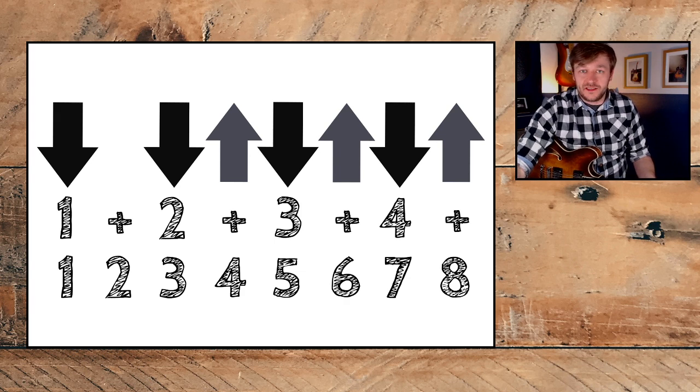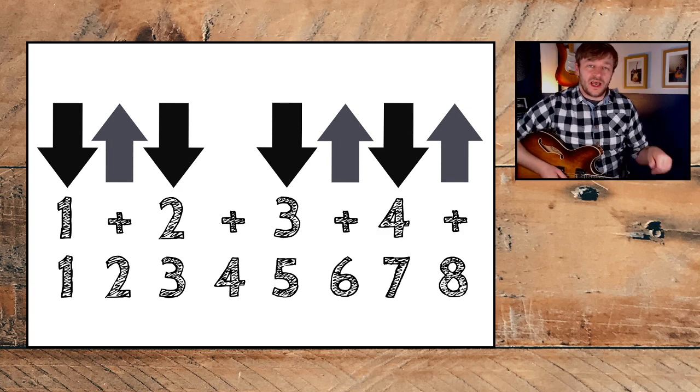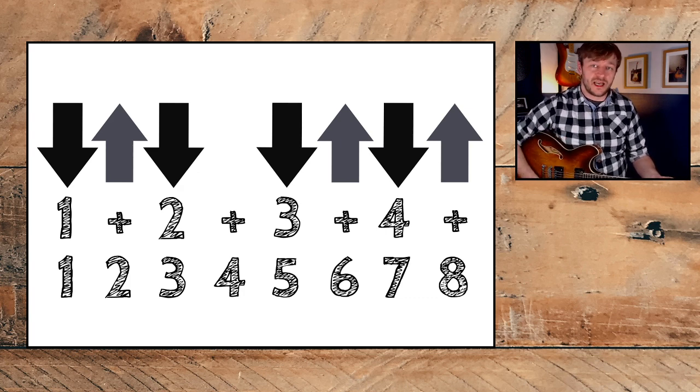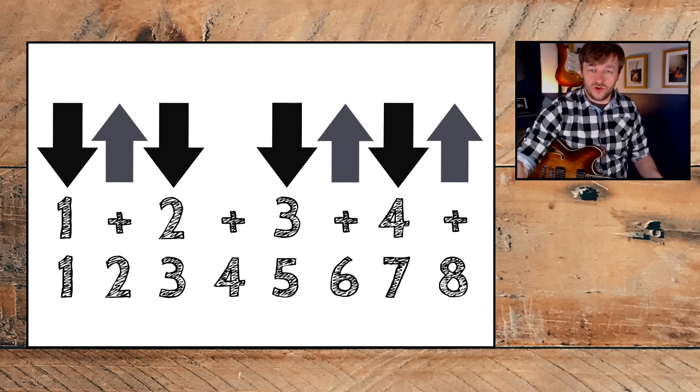So the next pattern. We've just missed out the and of 1, so next we're going to miss out the and after the number 2. So here we go. 1 and 2 and 3 and 4 and, 1 and 2 and 3 and 4 and, down, up, down, up, down, up, down, up. You see, the hand keeps moving. Keeps moving. That's the whole point of this.